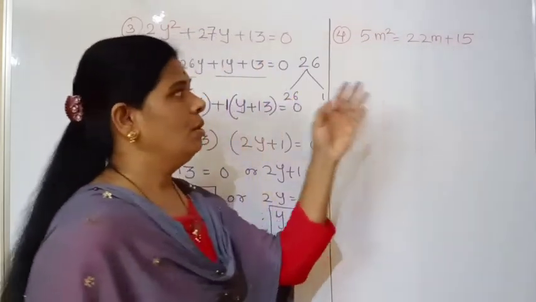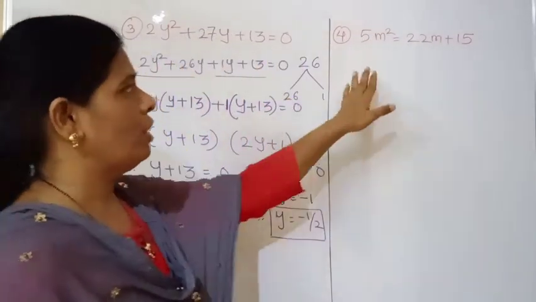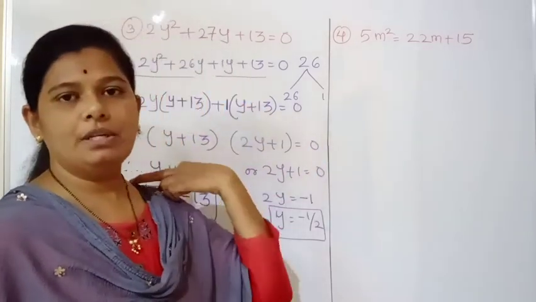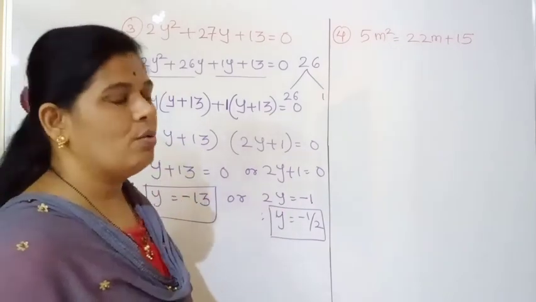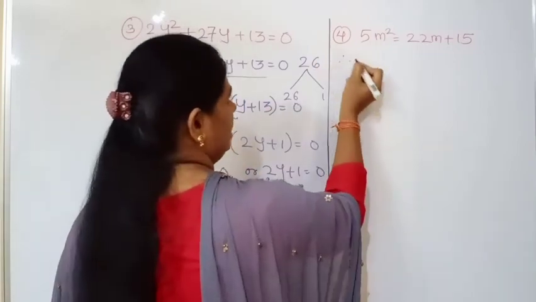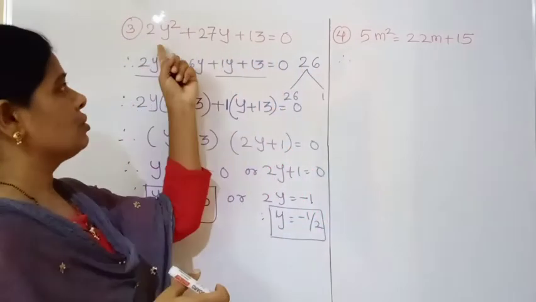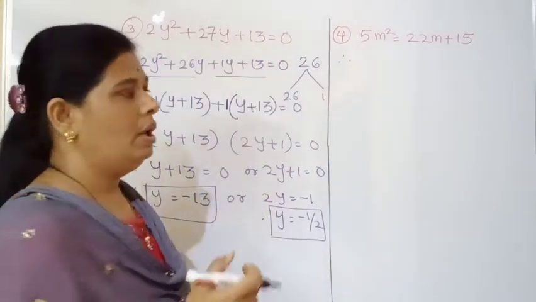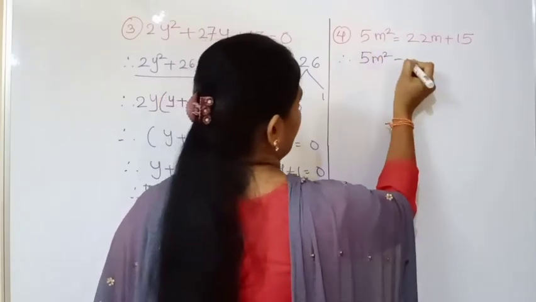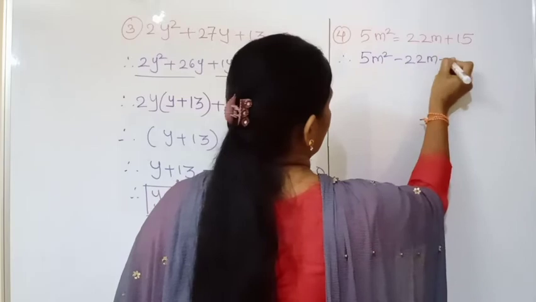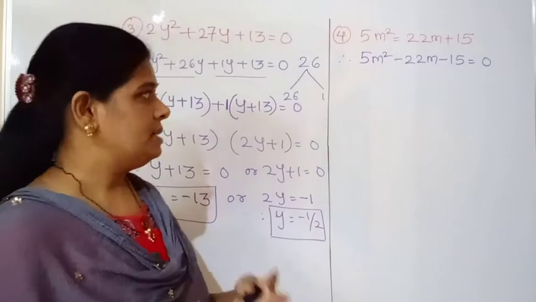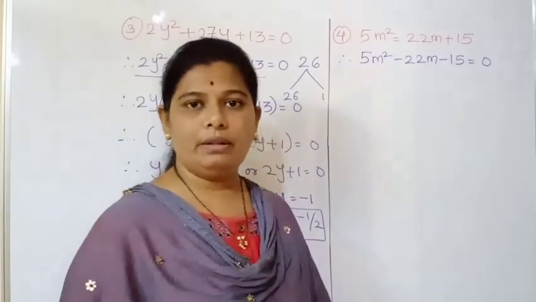Now we will move towards the fourth example. Now in this example what we are able to see is 5m square is equal to 22m plus 15. What we have to do here now, first of all we have to arrange the equation. Okay, so we will just arrange the equation in this form, that is ax square plus bx plus c equal to 0. So 5m square minus 22m minus 15 equal to 0. We have arranged.